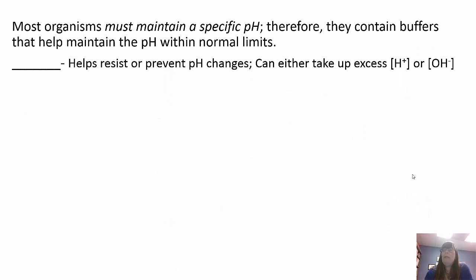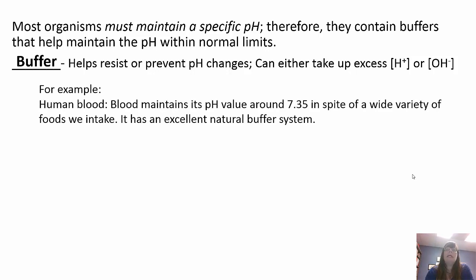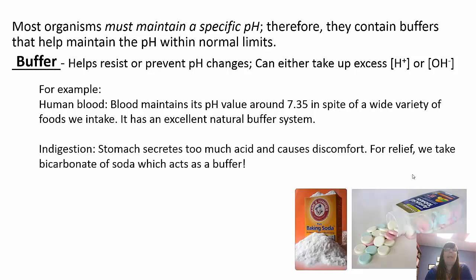So most organisms have to maintain a specific pH within specific limits, like our blood, for example. Our blood is 7.35 to 7.45. So in order to help resist those changes and prevent those changes from happening, we have what are called buffers. Buffers can either take up excess hydrogen ions or take up excess hydroxyl ions. So again, human blood, 7.35 to 7.45, which has a natural buffer system.